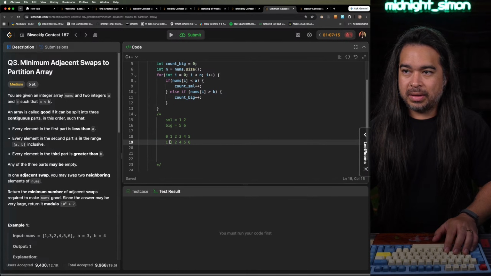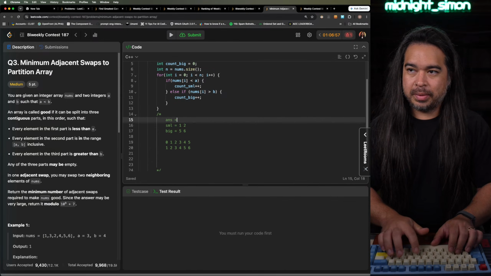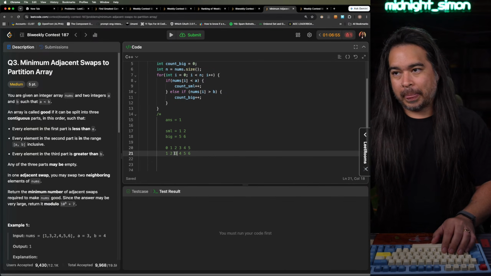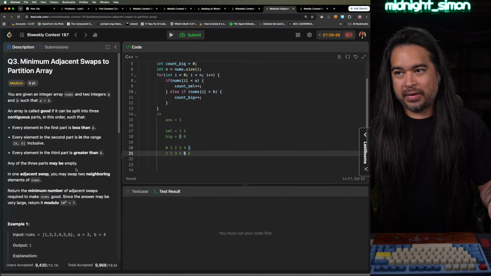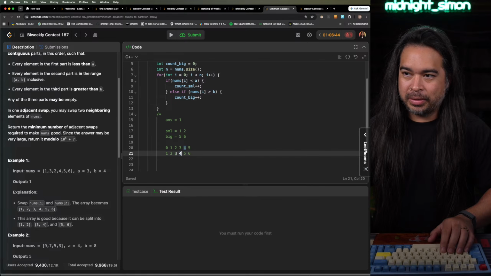It's like we see a 3 that is not in the right place. We see a 2 there. It's like we swap them, yeah? And that's one swap. And then the 3 is good, 4 is good. And the 5, everything's good after that. That problem, not that great. But let's play around.